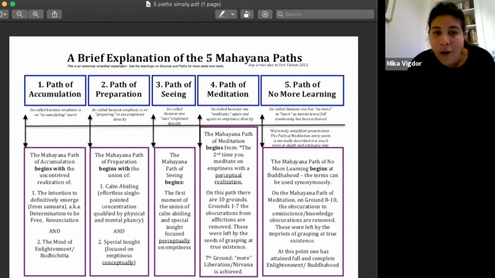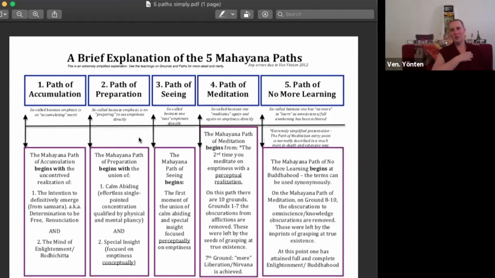I'm very occupied with the movement between the path of preparation to the path of seeing, and I wanted to understand if this transformation is the transformation between the relative to the ultimate, and if so, why is the path of meditation after the path of seeing? Yeah, it's a good question.